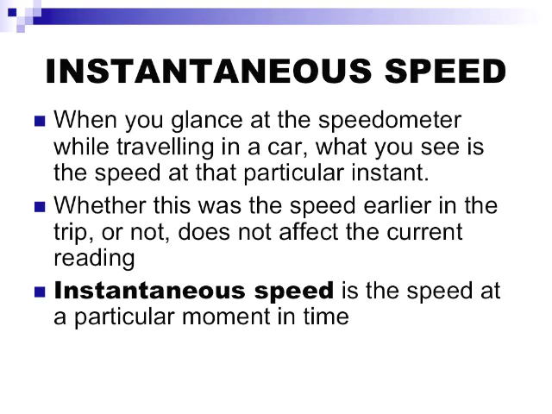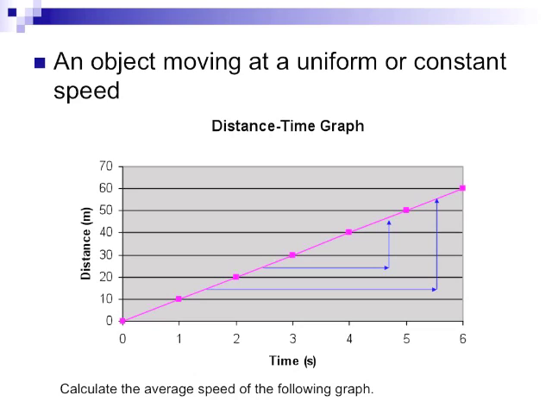So when you glance at the speedometer while traveling in a car, what you see is the speed at that particular instant. Whether this was the speed earlier in the trip or not does not affect the current reading. Whatever the reading is at that moment is what the speed of the vehicle is. So instantaneous speed is the speed at any particular moment in time.